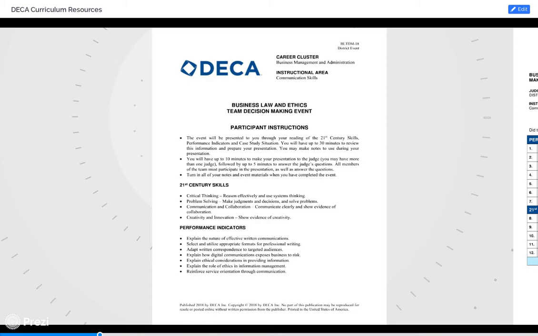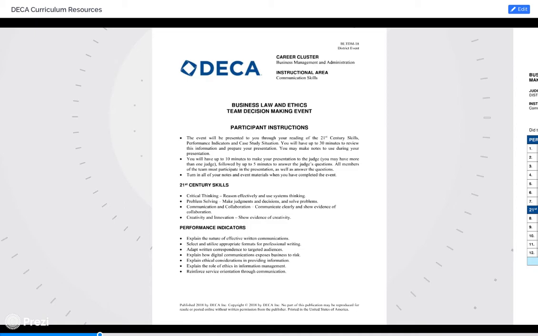All right, if you have been to a DECA competition before, this should look familiar to you. This is the cover sheet for what you're going to be seeing at DECA. You can see on the top right, it breaks it down as to what the career cluster is and what the instructional area is. But what I really want to point out, hop down to the 21st century skills and the performance indicators. Those performance indicators are what I'm talking about so far.